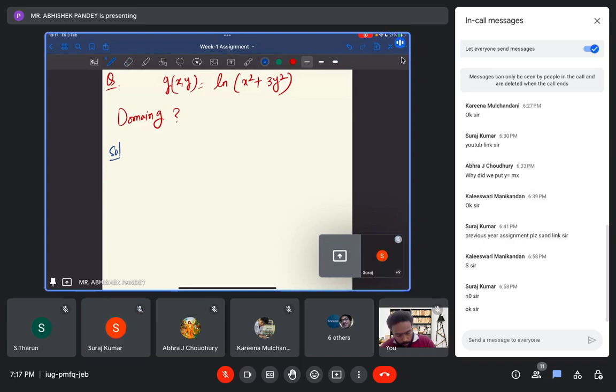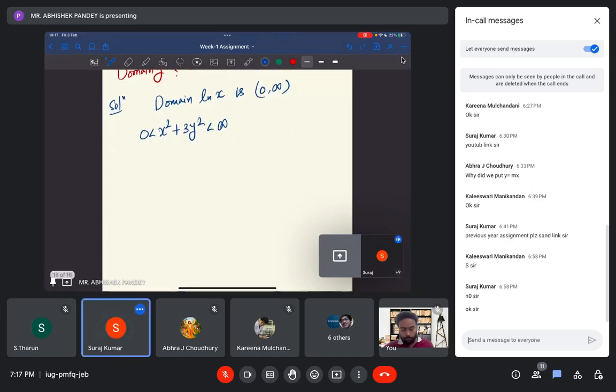So the domain of ln of x, meaning base e, is 0 to infinity. So this means that x square plus 3y square has to be greater than 0 and less than infinity. Yes.